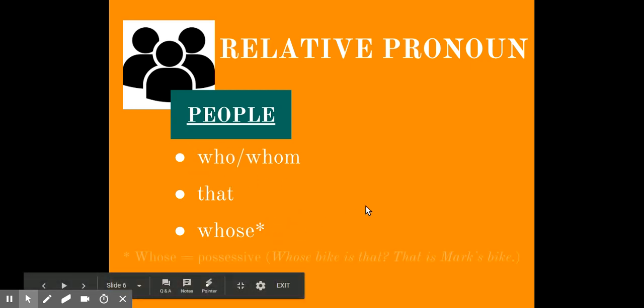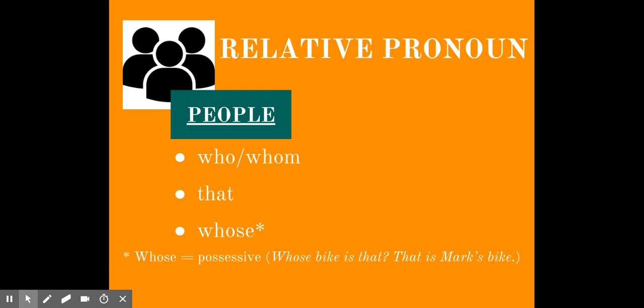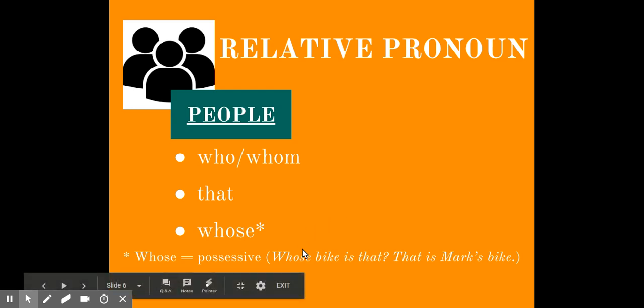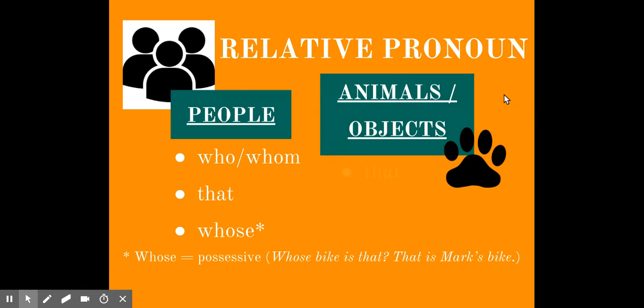And then whose is special because whose is possessive, right? It's his, it's hers, theirs, ours, right? So whose bike is that, right? Who owns the bike? That is Mark's bike, right? It's his. Okay. For animals and objects, we use that and which. We use that for information that is necessary to a sentence, and which for information that is extra. And I'll give you more examples of that later.